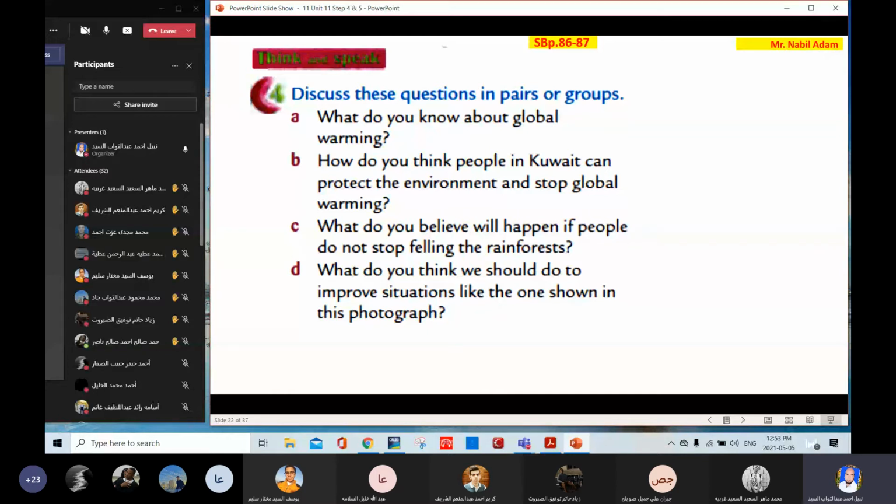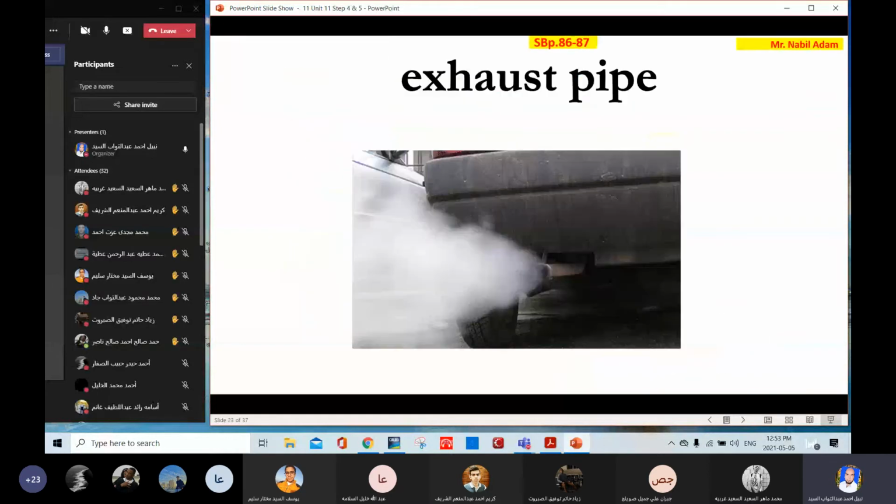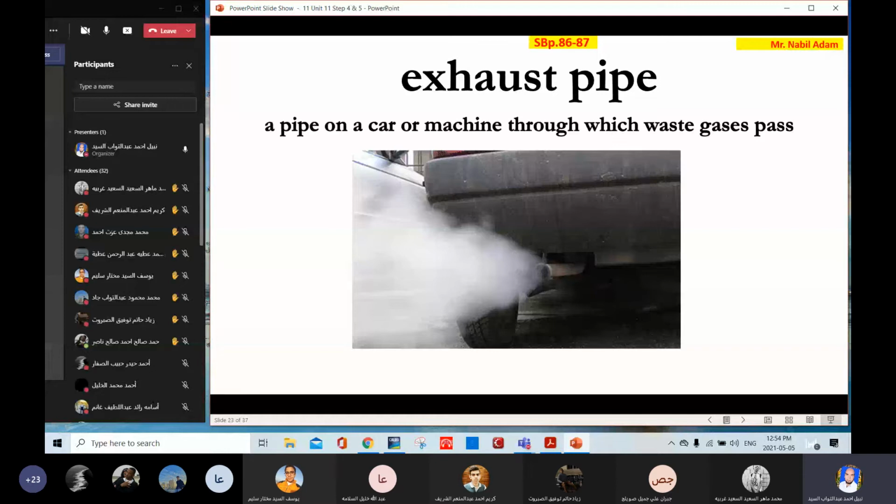Okay, now let's move to the next point here. Let's learn new vocabulary. Listen to this word. Exhaust pipe. This is a part of the car or a vehicle that emits smoke. Exhaust pipe: a pipe on a car or a machine through which waste gases pass. So here the smoke passes through the exhaust pipe.